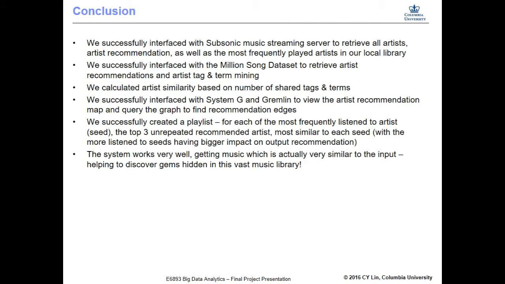In conclusion, we successfully interfaced with the Subsonic music streaming server to retrieve all artists, artist recommendations, as well as the most frequently played artists in our local library. We successfully interfaced with the Million Song dataset to retrieve artist recommendations and artist tags and term mining. We calculated artist similarity based on a number of shared tags and terms. We successfully interfaced with SystemG and Gremlin to view the artist recommendation map and queried the graph to find recommendation edges. We successfully created a playlist for each of the most frequently listened to artists, and then ultimately we realized that our system works very well, getting music which is actually very similar to our inputs.